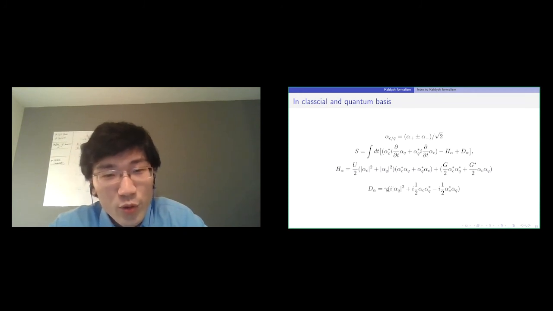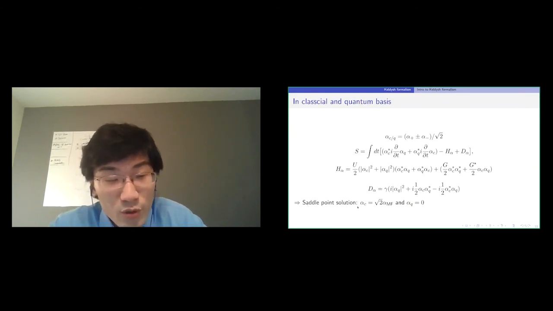Now we can try to solve this action. One simple and straightforward thing to do is to solve the saddle point solution. As expected, the saddle point solution will give us the mean-field solution. You can show that alpha classical is just square root 2 times the alpha from the mean-field solution. There's a factor of square root 2 because it's not an average over alpha plus and alpha minus, so there's an extra factor. And alpha quantum equals 0.